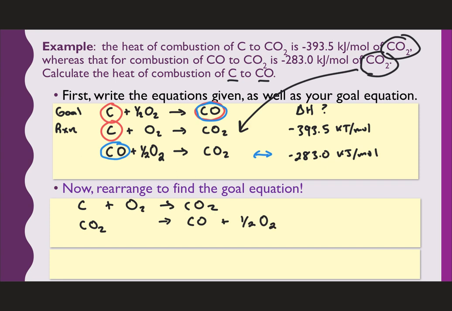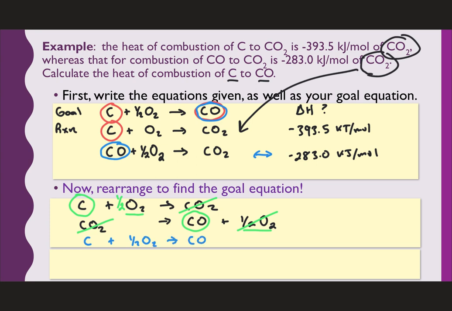Okay. Now what I'm going to see is what cancels out. Well, the CO2s cancel out. And then I'm left with a carbon, which is what I wanted. I'm left with a CO. Let's see what's happening with these oxygens. I have a half on this side and a full oxygen on this side. So this will cancel, and I'll be left with 1/2 of an oxygen on this side. So my overall goal of C plus 1/2 O2 yields CO is complete.